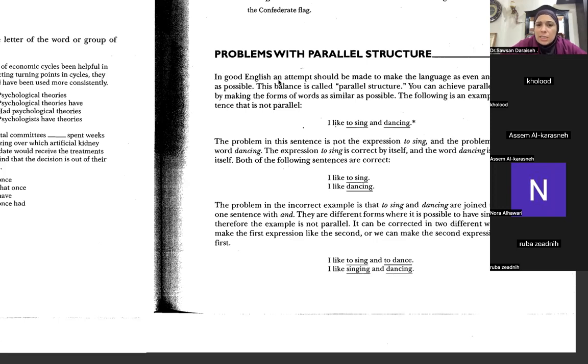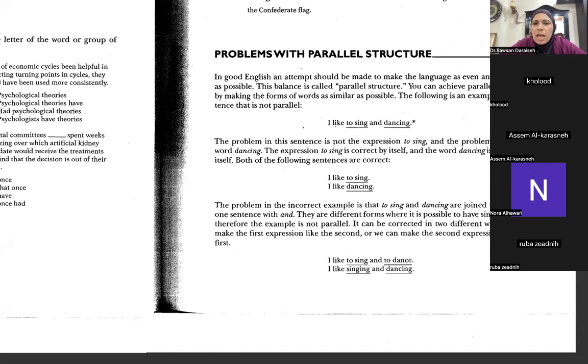Okay. So in good English, an attempt, which means a try, should be made to make the language as even and balanced as possible. We have to make an attempt when we speak to make our language in English as even and balanced as possible. All right. This balance is called parallel structure, where you have to sing and then maybe to dance, parallel, because if it's not like that, we will say this is unparallel, okay? And then we consider it incorrect even, okay?